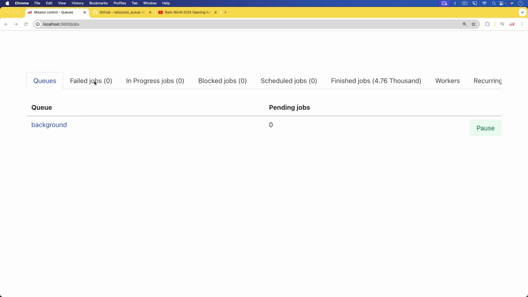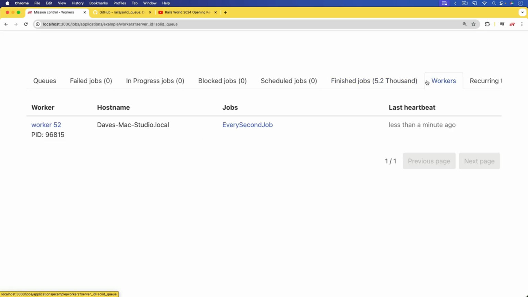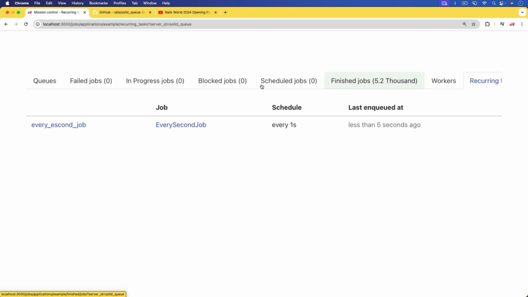And we're also going to be looking at Mission Control Jobs, which is basically the web interface for being able to see what jobs have been executed and also what workers we have running and any recurring jobs that we have going on as well.